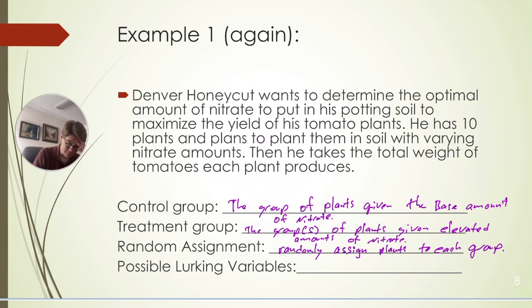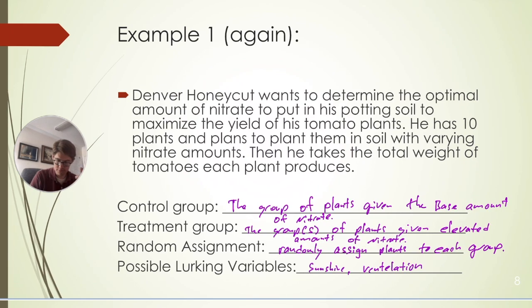Okay, possible lurking variables. So there's a bunch of different things here. Is the control group closer to the window than the treatment group? Is one getting more sunshine than the other? So there's one, so sunshine. Another possible lurking variable here might be ventilation. Are some plants placed under an air vent?